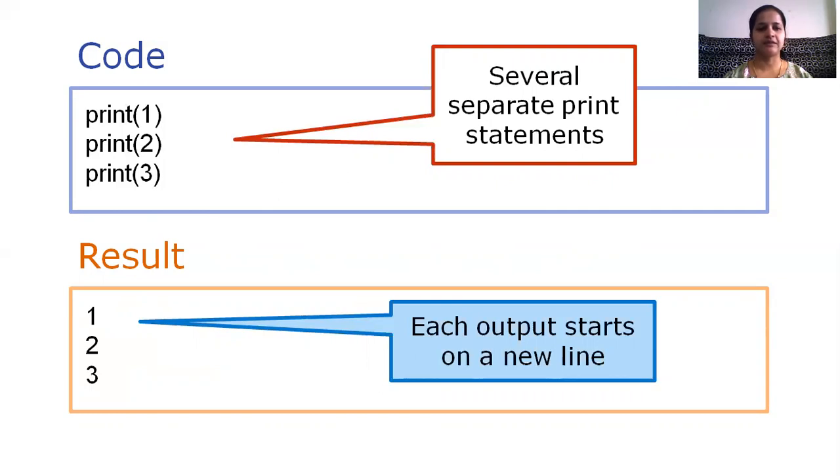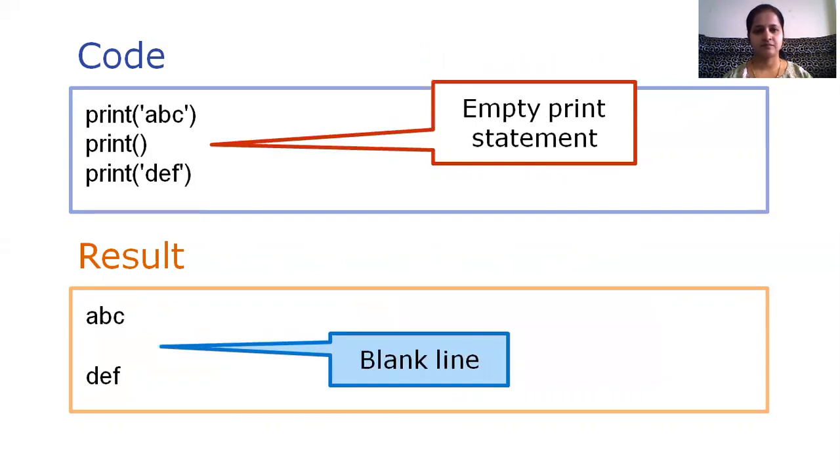Okay, whenever we have a second statement as a print, it will be printed on the new line. An empty print statement is there, so it will just leave a blank line.